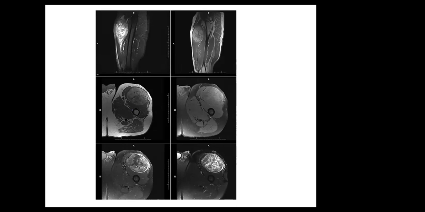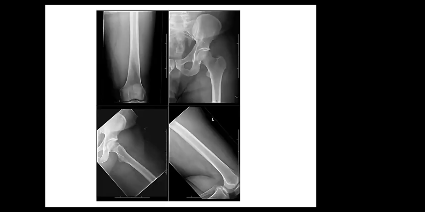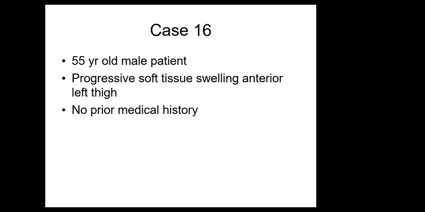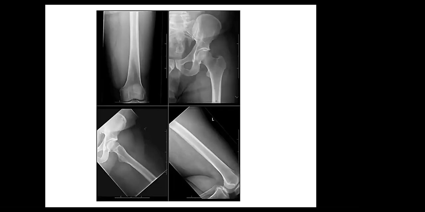Try and finish 3 different. You finished? Yes. Okay, so let's go back to the history: progressive soft tissue swelling, anterior left thigh, no medical history. Yeah, you did really well on the X-ray. You detected the soft tissue mass or swelling in the anterior aspect of the left thigh. One thing that probably you should have mentioned, what do you think you should have mentioned? Relevant negatives.